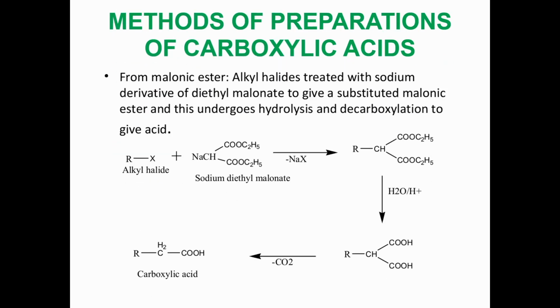From malonic ester, alkyl halide is going to react with sodium malonate. In that reaction, sodium halide will be eliminated to accommodate the alkyl substituent in the malonate, which under hydrolysis, in this case acid hydrolysis, is going to form carboxylic acid.